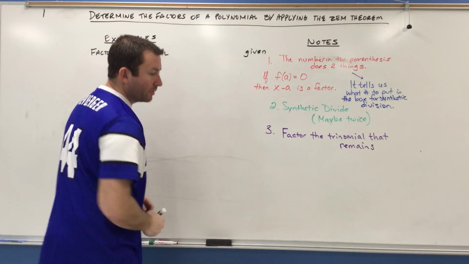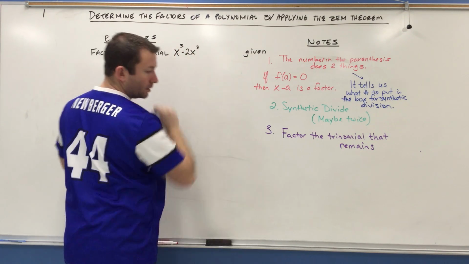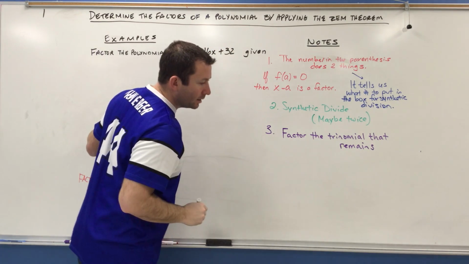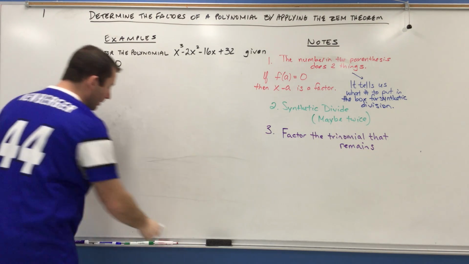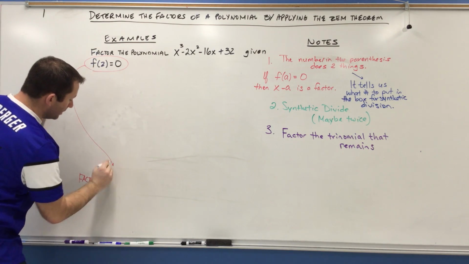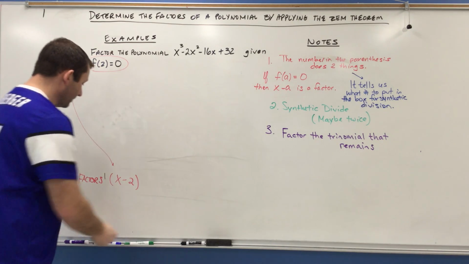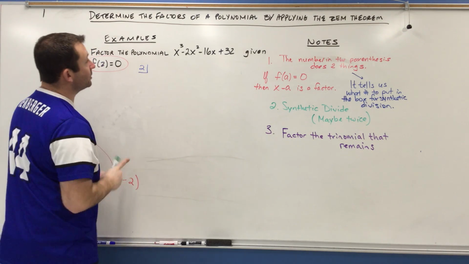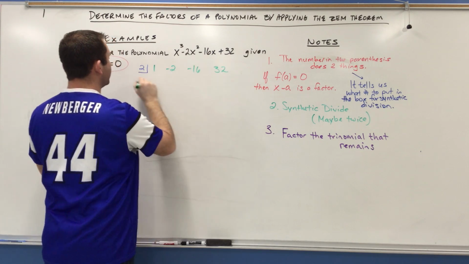All right, this time we're factoring x to the third minus 2x squared minus 16x plus 32 given f of 2 equals 0. All right, that number in the parentheses gives us two things. It tells us that in this case x minus 2 is our first factor, opposite of that number. Take this number and put it in the box. Our coefficients are 1, negative 2, negative 16, positive 32.